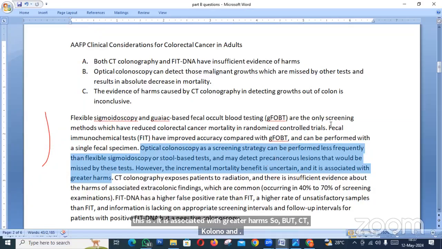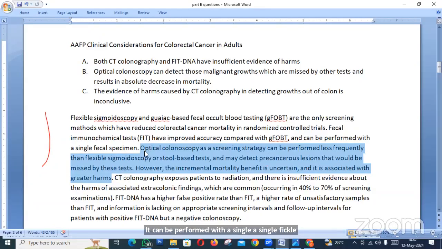This is FIT DNA. Fecal immunochemical test has improved accuracy compared to FIT and can be performed with a single fecal specimen. Now they are talking about optical colonoscopy. So this is CT colonography. FIT DNA. So it is associated with the greater harms. Here they are saying it is associated with the greater harms. So here they are saying there is insufficient evidence of harms.